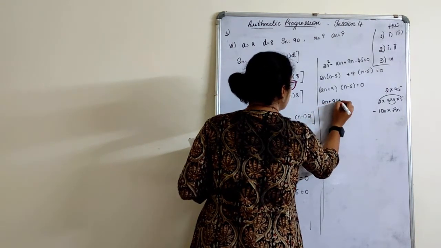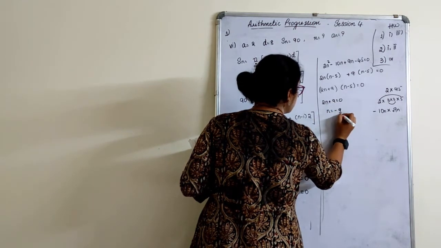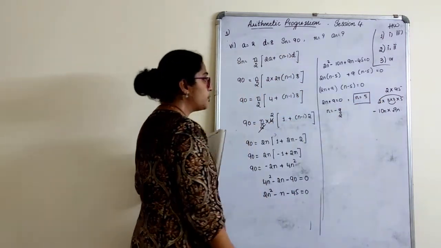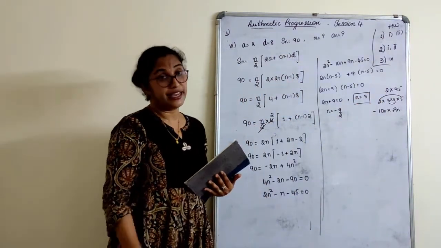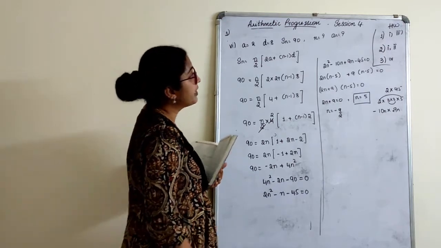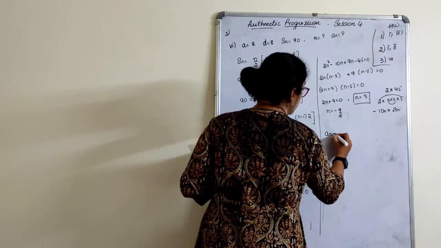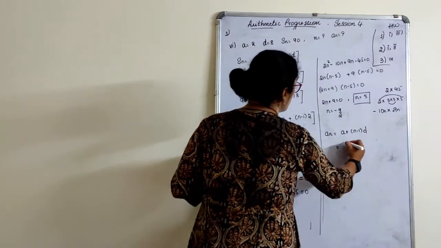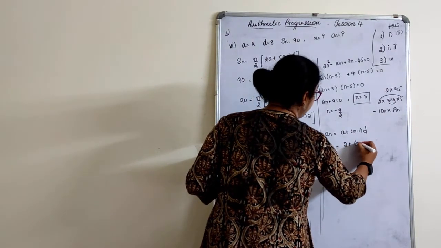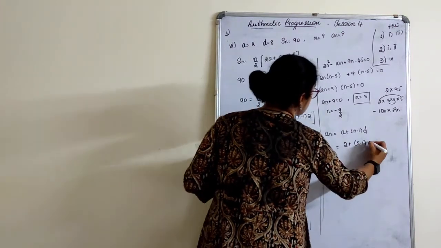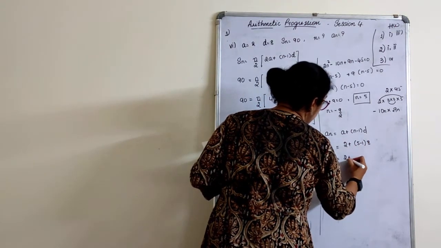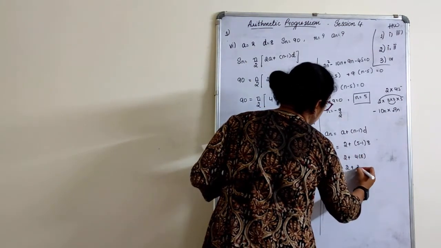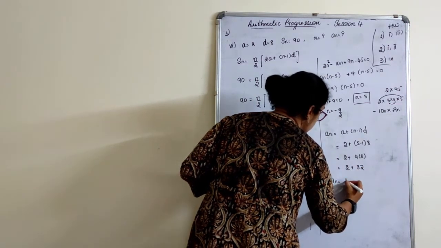2n plus 9 is equal to 0, n is equal to minus 9 by 2, and n is equal to 5. Since n cannot be negative or a fraction, therefore n is 5. Did we find n? Yes. Now what do we have to find last? an. an is equal to a plus n minus 1 of d. What is a? 2 plus n is 5 minus 1 of d is 8. 2 plus 4 into 8, 32. So an is 34.